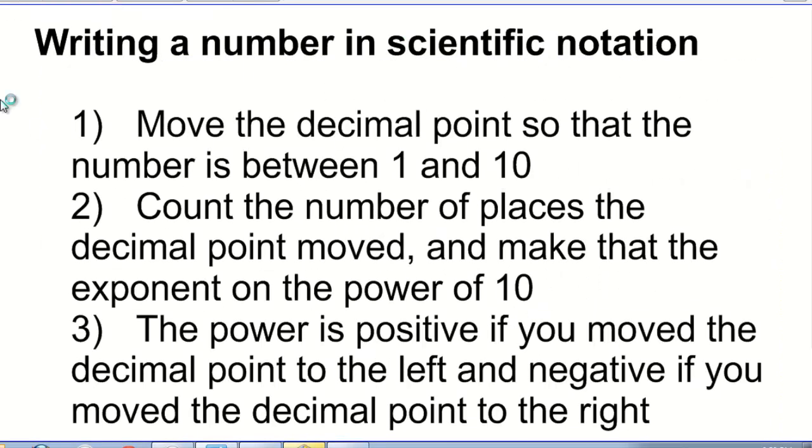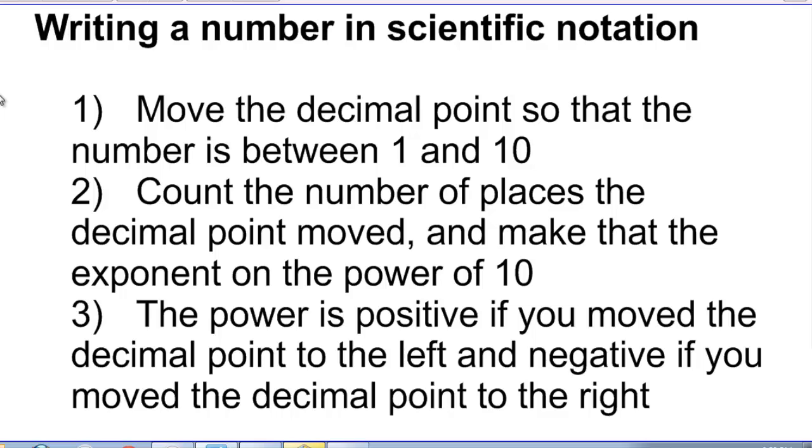If I want to take a number that's either really big or really small, which is usually when we use scientific notation, these are the steps that I'm going to use to change that number into scientific notation. I'm going to take the decimal point in the number and move it so that the number is between 1 and 10. Then I'm going to count the number of places the decimal point moved and make that the exponent on the power of 10. If I moved my decimal point to the left, then my exponent is going to be positive. If I had to move my decimal point to the right to make a number between 1 and 10, my exponent is going to be negative.